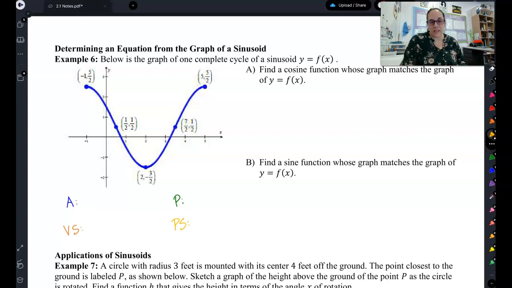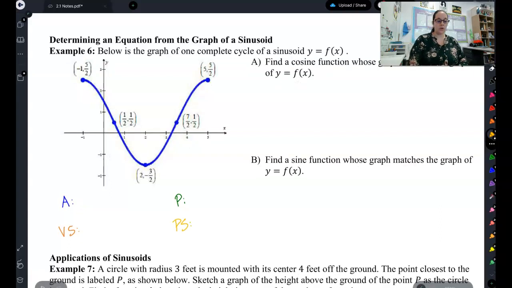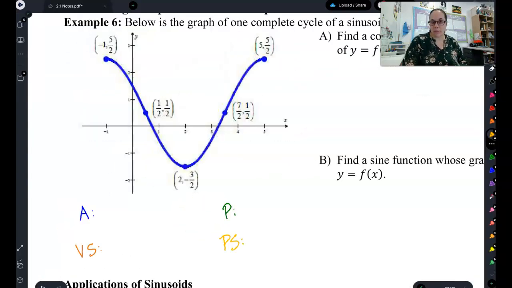Let's do a couple application problems. To start off, let's try to go backwards. Here I have a graph for you. I want you to come up with the equation for that graph. So we're still going to start with our table of amplitude, vertical shift, period, phase shift.